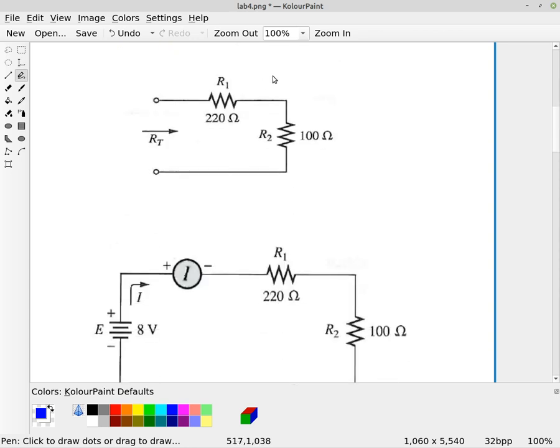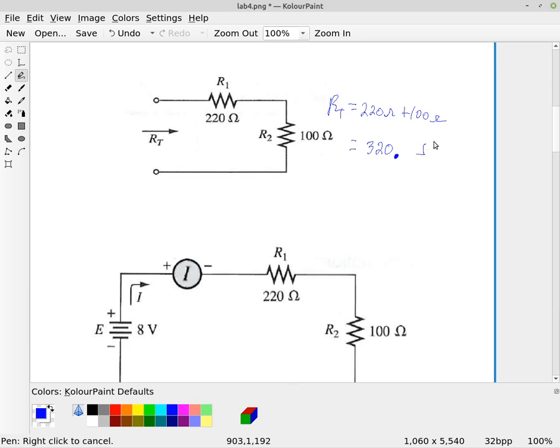Here's a simple two resistor series circuit. So we have R1, which is 220 ohms, in series with R2, which is 100 ohms. So the total resistance, of course, is the 220 ohms plus the 100 ohms, which means that it's 320 ohms.